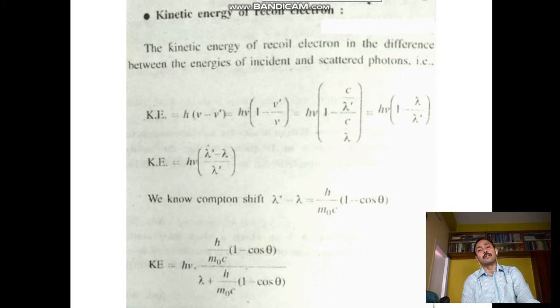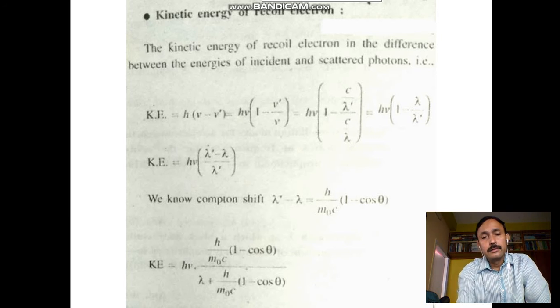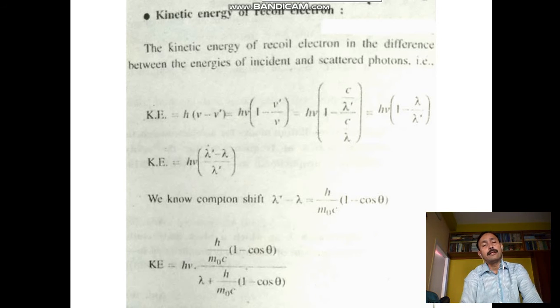Kinetic energy of recoiled electron. So the kinetic energy of the recoiled electron is the difference between the energies of the incident photon that is imparted to the electron. Now the energy of the incident photon is h nu and the lost energy is h nu dash. This lost energy is supplied to the electron which is at rest, and getting this energy, it will be recoiled.